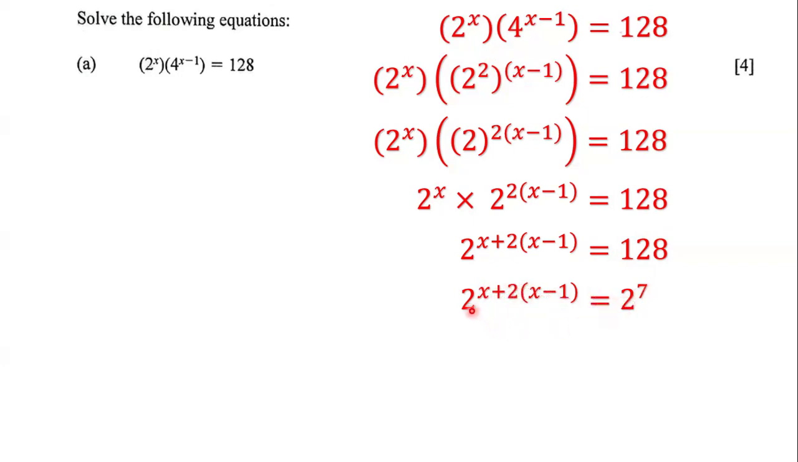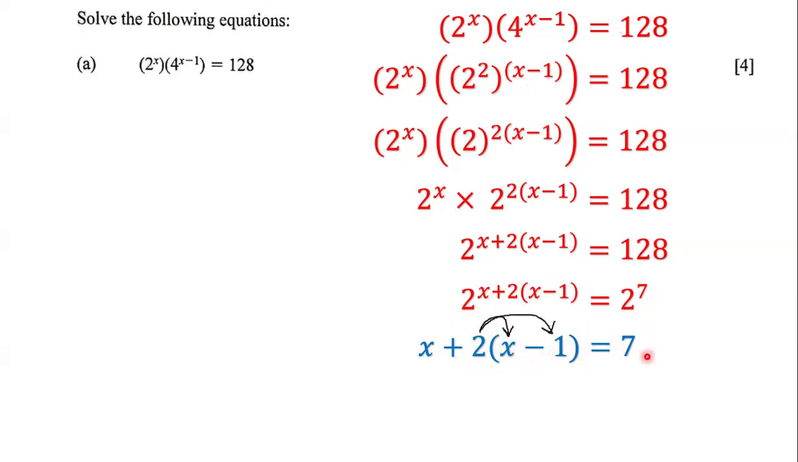Now, if you have the same base, then the powers are equal. Again, in this case, the base is 2. If you have the same base, then the powers are equal. And so that means that this exponent is equal to 7. And so we equate them. We say x plus 2 multiplied by x minus 1 is equal to 7.